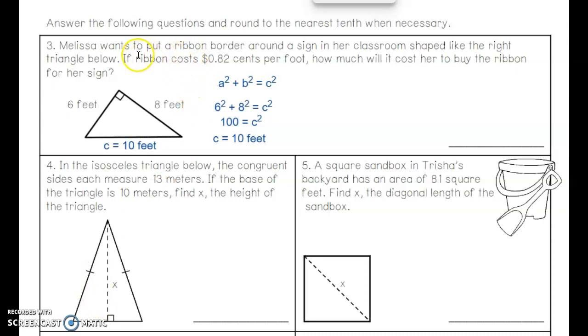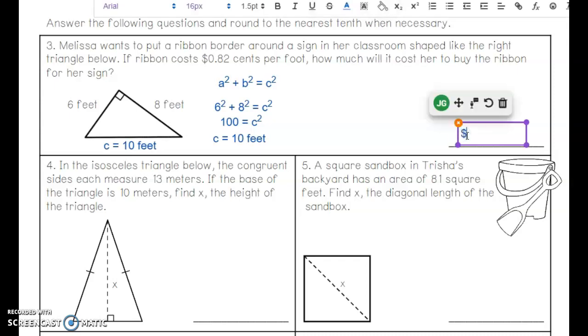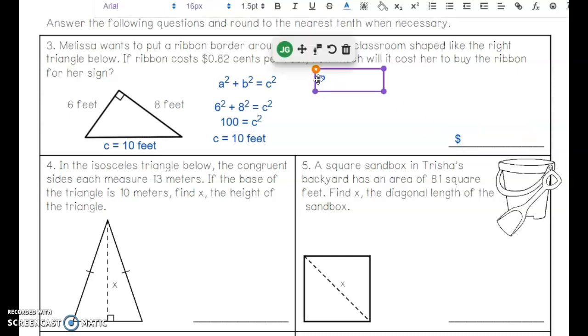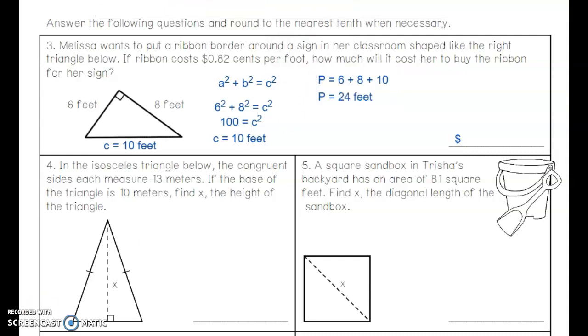They're asking you, if the ribbon costs 82 cents per foot, how much is she going to spend? So I'm going to go ahead and put a dollar sign here so we know that we are looking for a dollar amount. Now, in order to find that, we need to first find the perimeter, and that is going to equal all three sides added together. So 6 plus 8 plus 10. As you see it, key it. What is the perimeter for this triangular border? So after taking a second to add those up, you should have gotten that it's 24 feet.